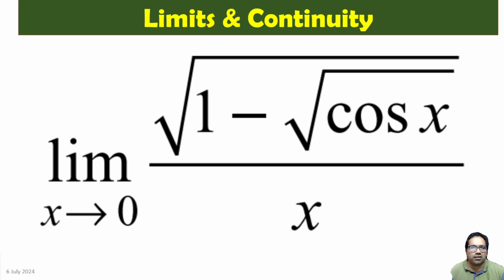Limit x tends to 0 of under root 1 minus under root cos x, divided by x. Substituting, we get 1 minus cos 0, which is 1 minus 1, which is 0 by 0. Okay, so let us try to rationalize this. We have this in the form of 0 by 0, so let us see whether we can remove these zeros.